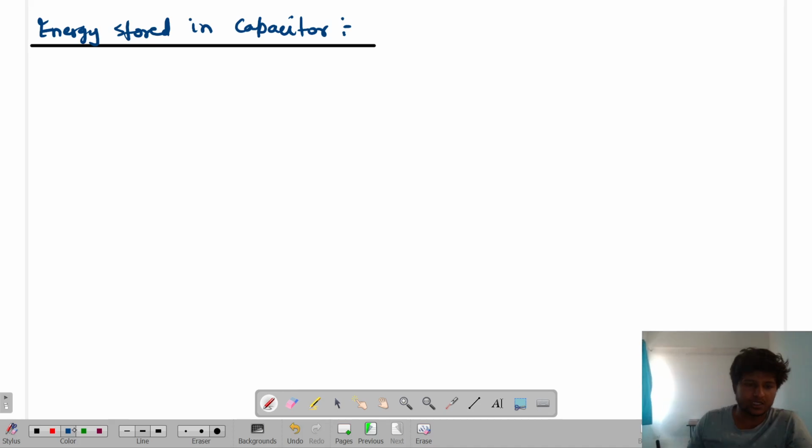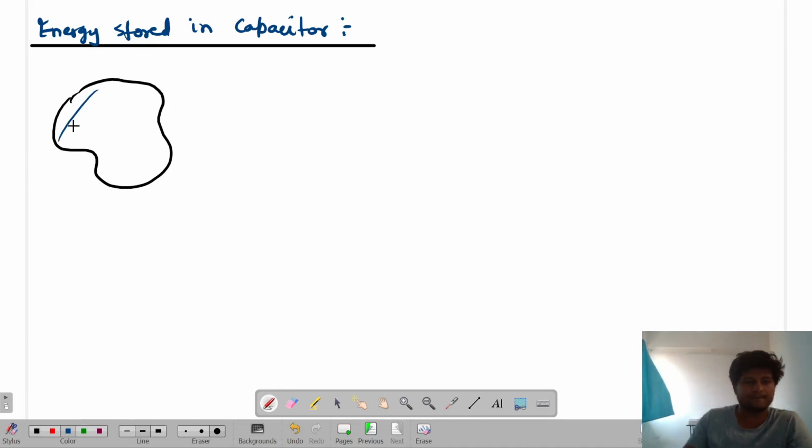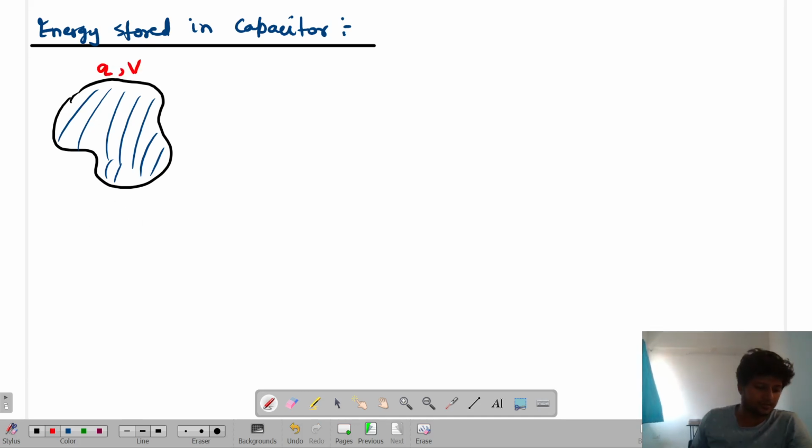Okay, so look over here. Let's suppose I have an arbitrary shaped conductor, which is originally charged Q and at potential V. Are you able to get me? Let us just charge it for a minute.